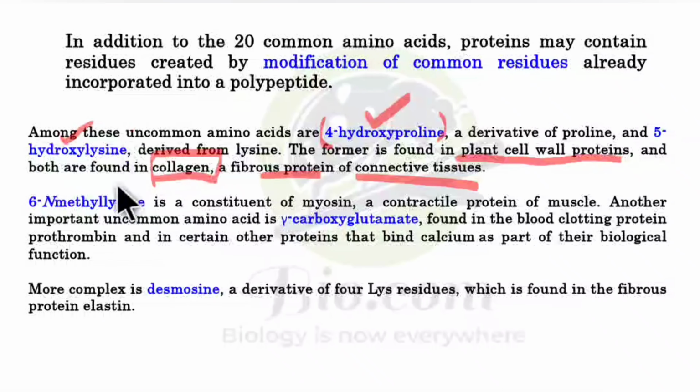Now the 6-N-methyl-lysine, which is again a modification of the lysine amino acid, is a constituent of myosin, and as we all know, myosin is a contractile protein of our muscles.